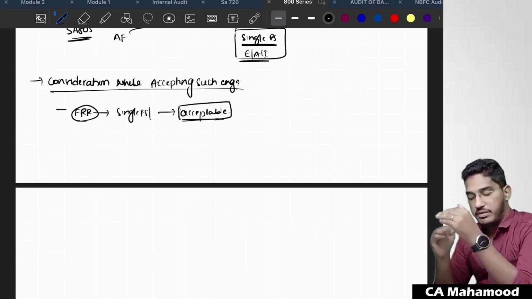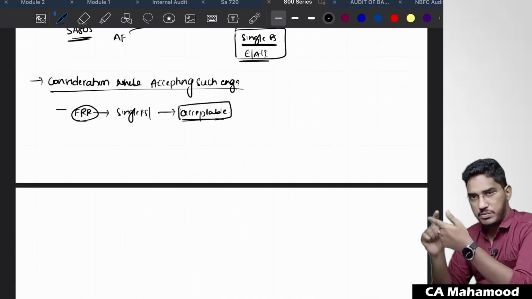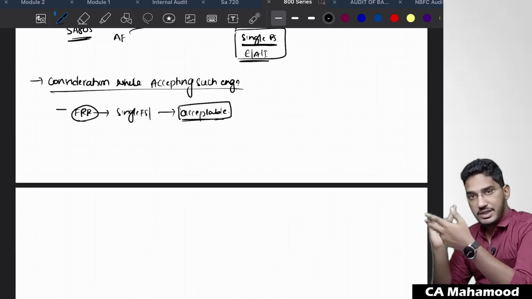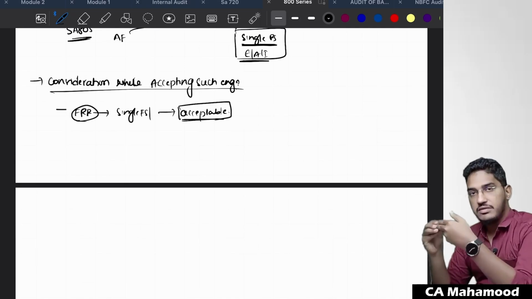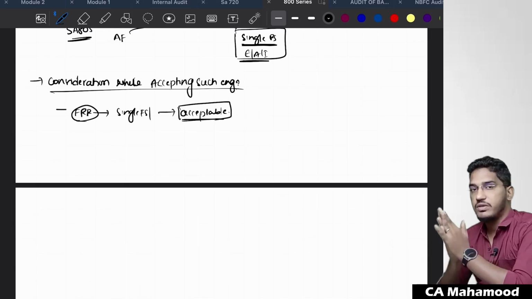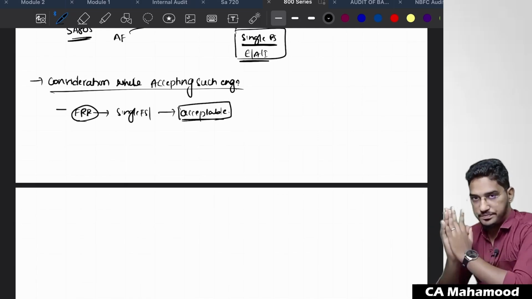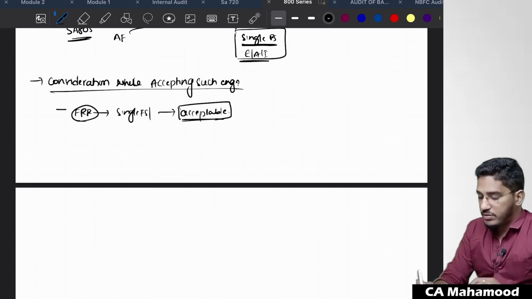And how will you decide that? I will decide it on the basis of the purpose of that single financial statement, who the intended users of that financial statement are, and for what kind of purposes they are getting that single financial statement. I will evaluate all these factors, and then I will determine whether the rules and regulations followed are acceptable or not. Next, the standard says one more thing.